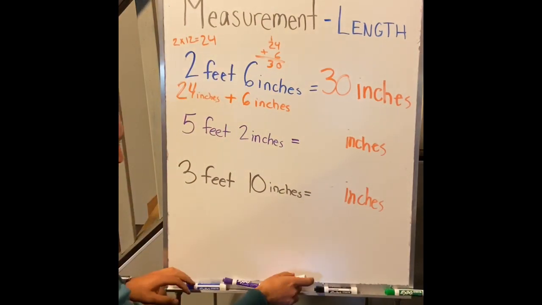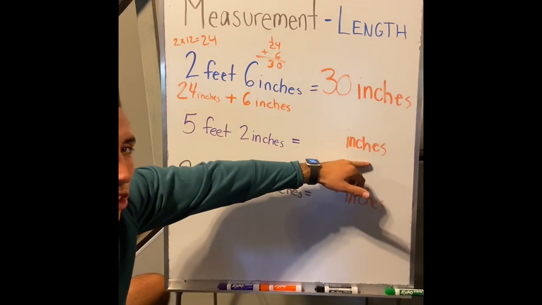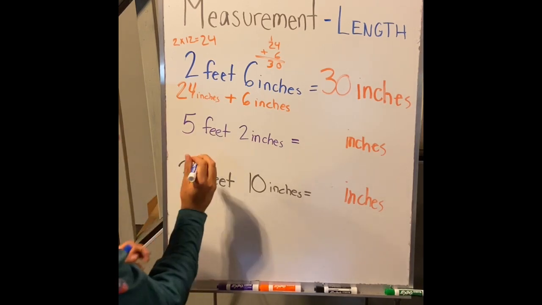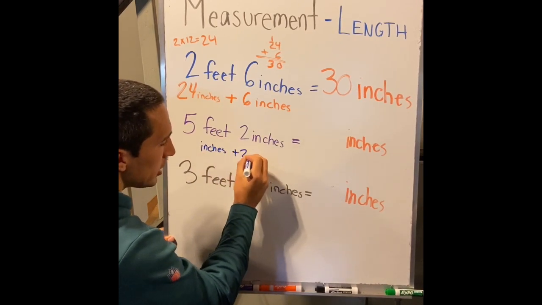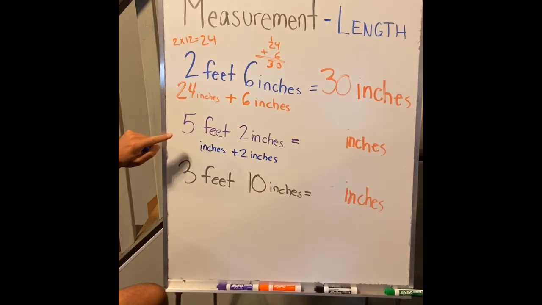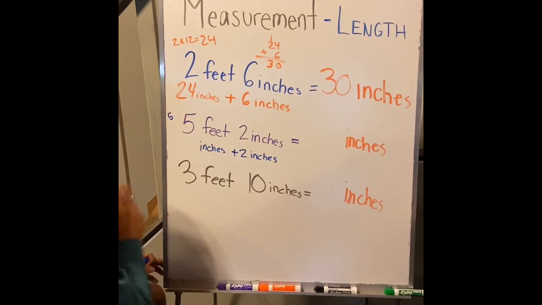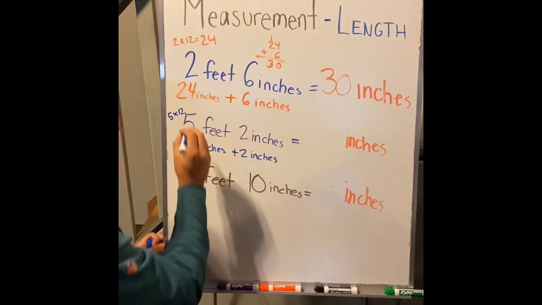Moving on to my next one. If I have 5 feet, 2 inches, how many total inches is that going to give me? So the first thing we need to do is convert our 5 feet into inches, and then we can add our 2 other inches to get our total. So how will we convert 5 feet into inches? Well, that would be 5 feet, and we're going to times it by 12 because there's 12 inches in each foot.